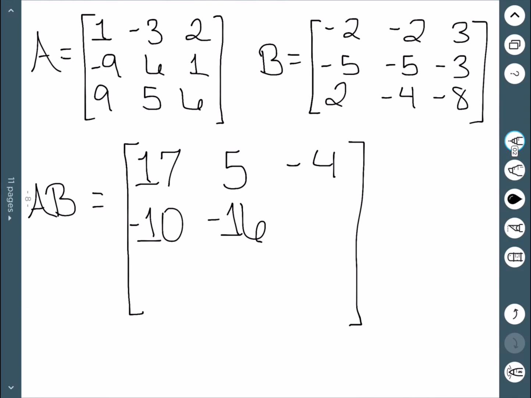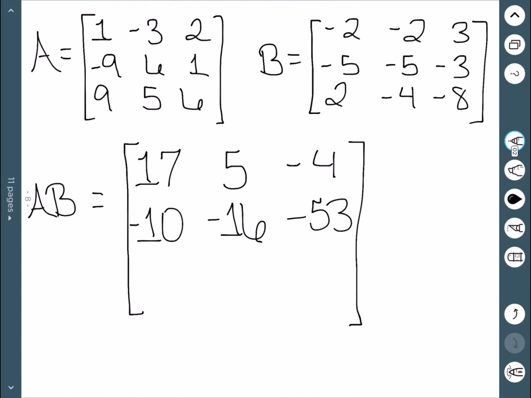This second row, third column: negative 9 times 3 is negative 27, plus 6 times negative 3, plus 1 times negative 8 is negative 53.